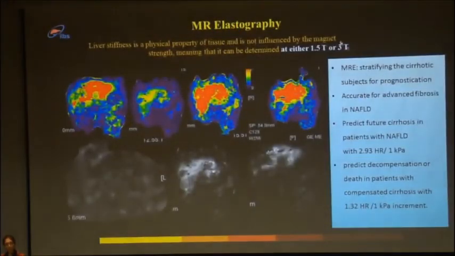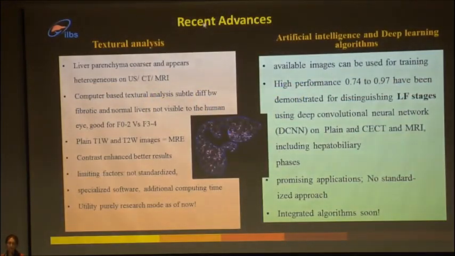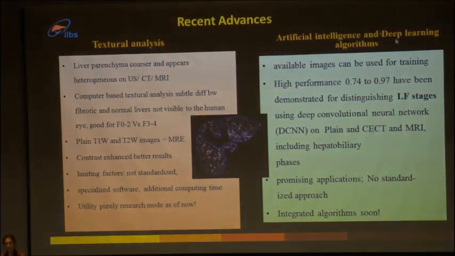MR elastography, we've talked about it. This is the elastogram map, and this is what the anatomical map looks like. Again, we get values in kilopascal. A word about textural analysis and artificial intelligence. A textural analysis image would look like this. All these images are coming out with softwares where you can map the surface of the liver and see how hard or how soft it looks, and then you can quantify these values on different patients.